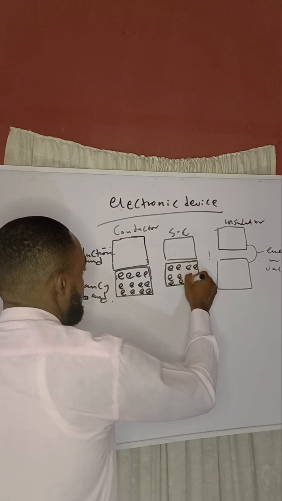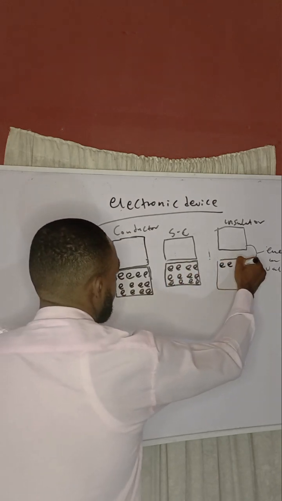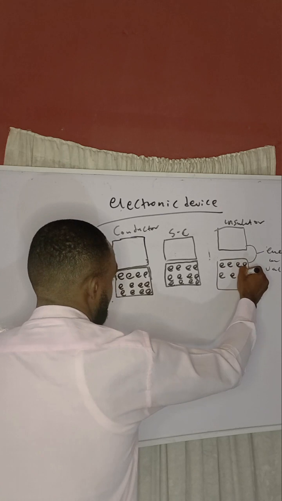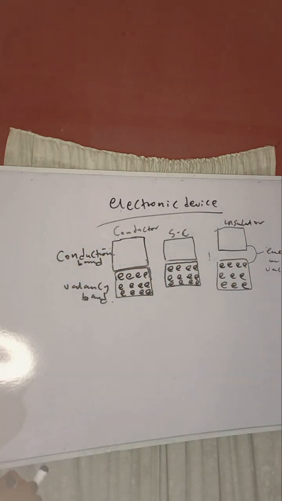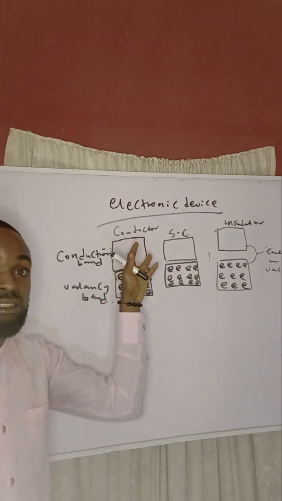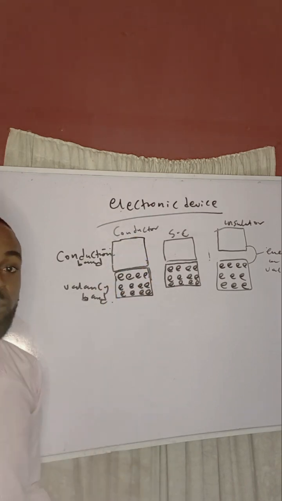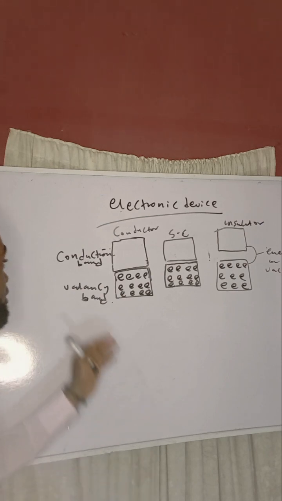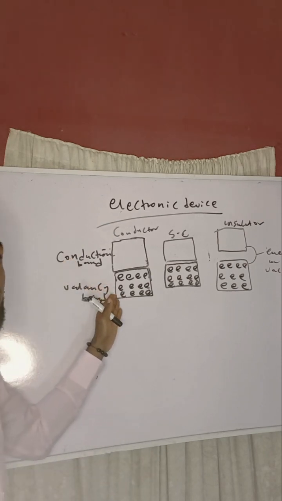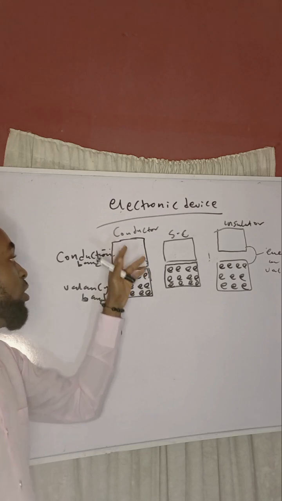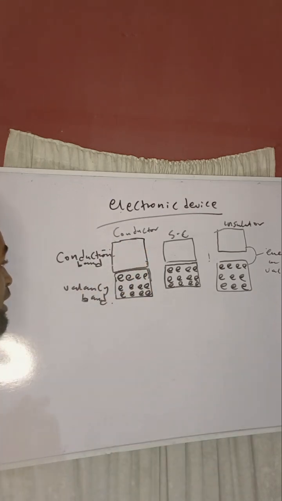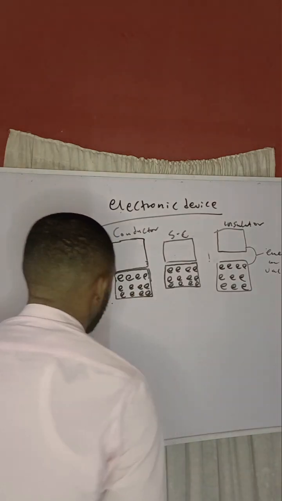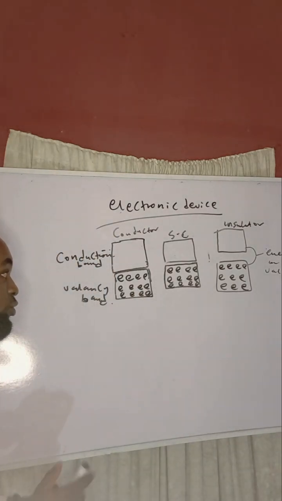So these electrons can move to the conduction band. Whenever an electron appears in the conduction band, remember, conductivity takes place. So whenever an electron appears or moves to the conduction band, it means conductivity has occurred. So now we move to the explanation of the band theory.